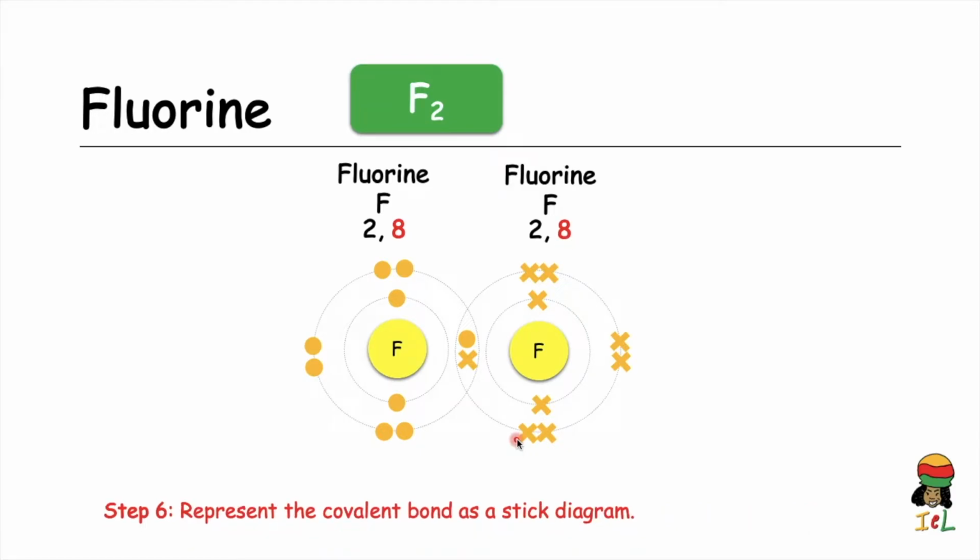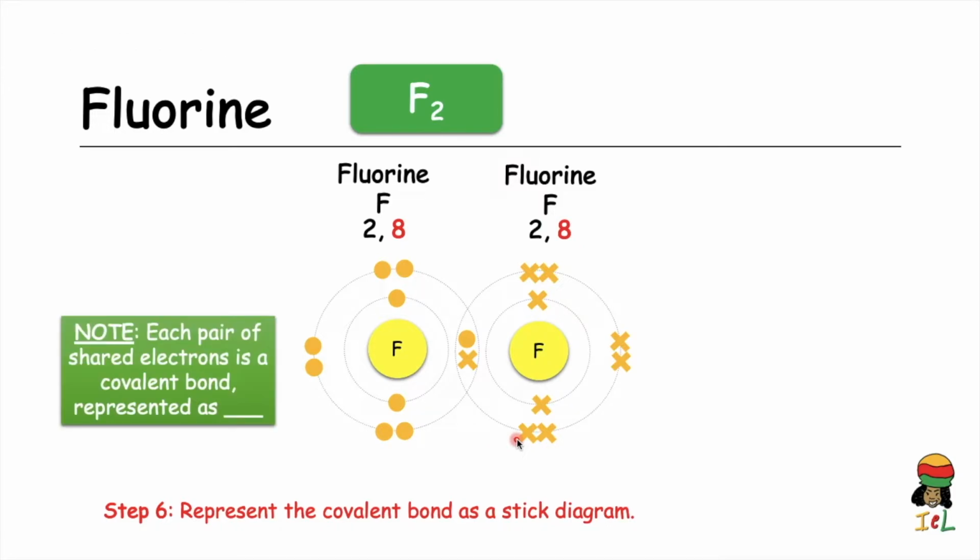Step 6, represent the covalent bond as a stick diagram. Note that each pair of shared electrons is a covalent bond, and we represent that by a bold line drawn between the symbols of the atoms involved in bonding. Next, we will record the symbols of the atoms in the order in which they bonded in the illustration. A space is left between them to insert the number of covalent bonds that are formed between the 2 atoms.